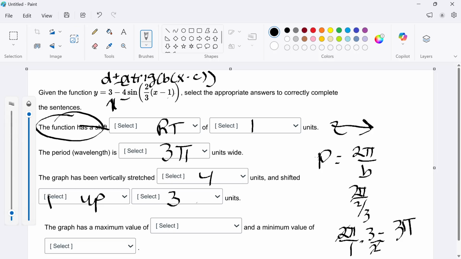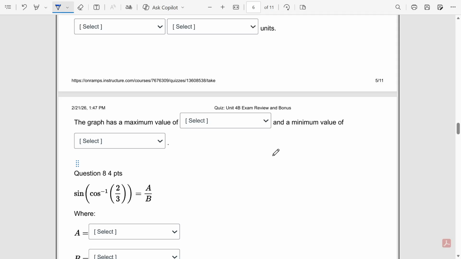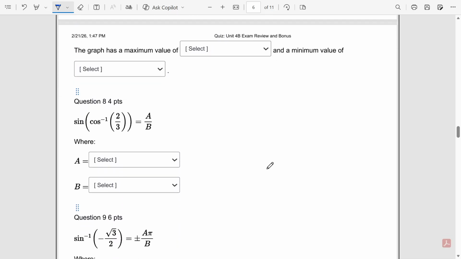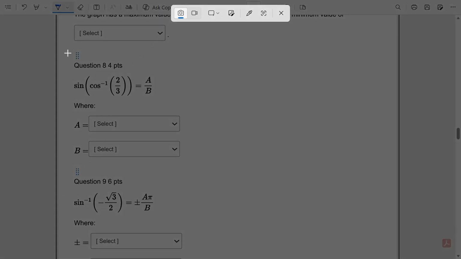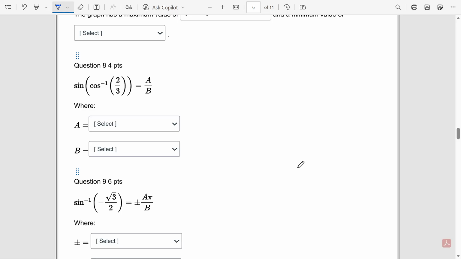The normal midline is 0. 0 plus 3 is 3. And then it goes 4 up from there. So 4 plus 3 is 7. And 4 down from there is -1. So it has a maximum value of 7 and a minimum of -1. And I think that's it for that one. We're trying. We're really trying to get this. All right. Question 8. I've only got 2 more after this. Question 8.